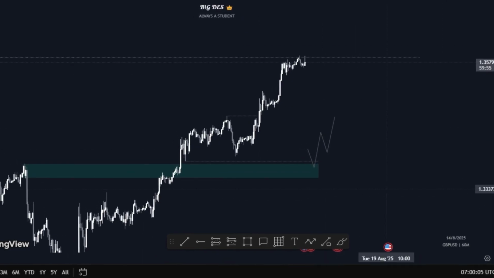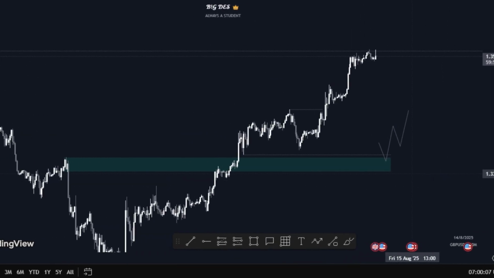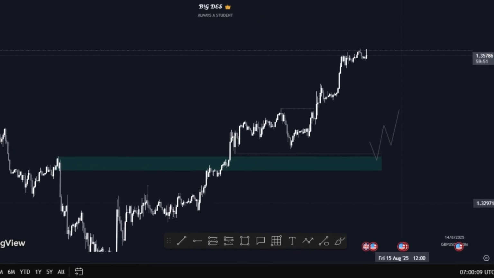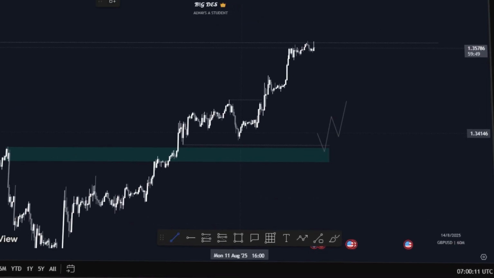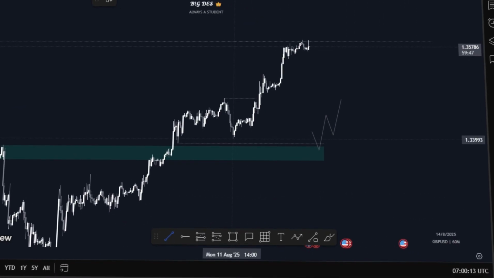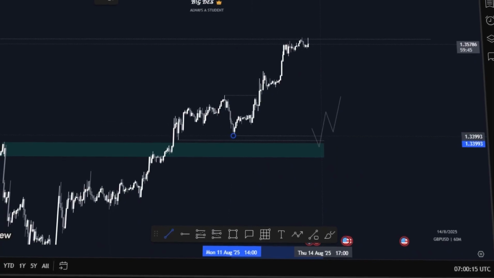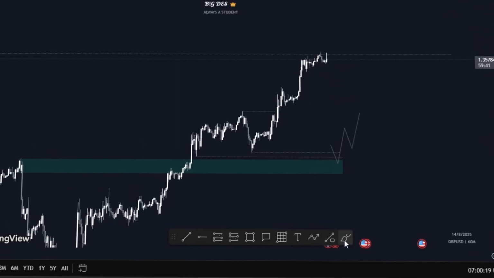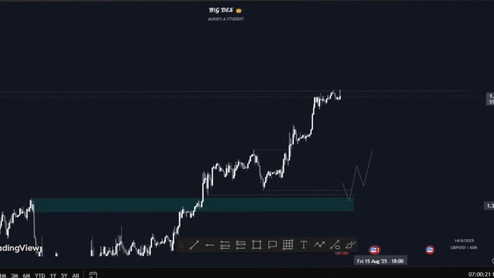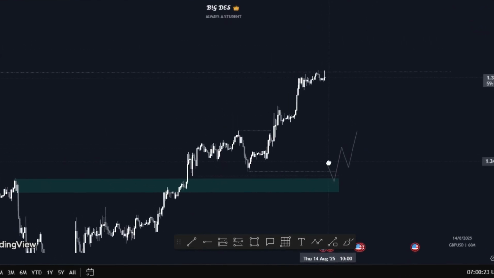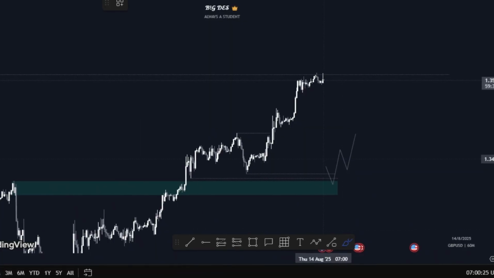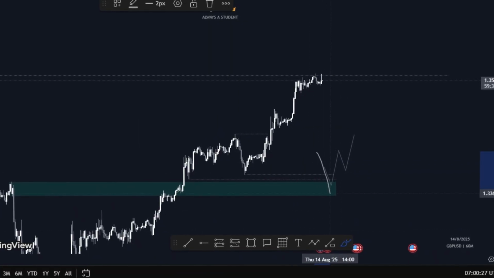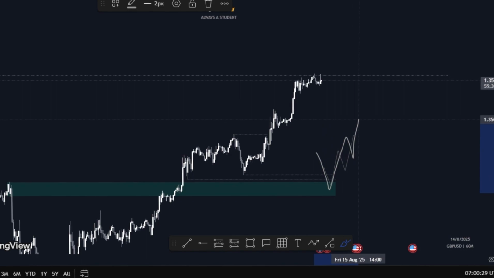And price has never touched it after it was breached. So I think it's more significant, and most likely price will come down, taking it out before giving us that buy intent.